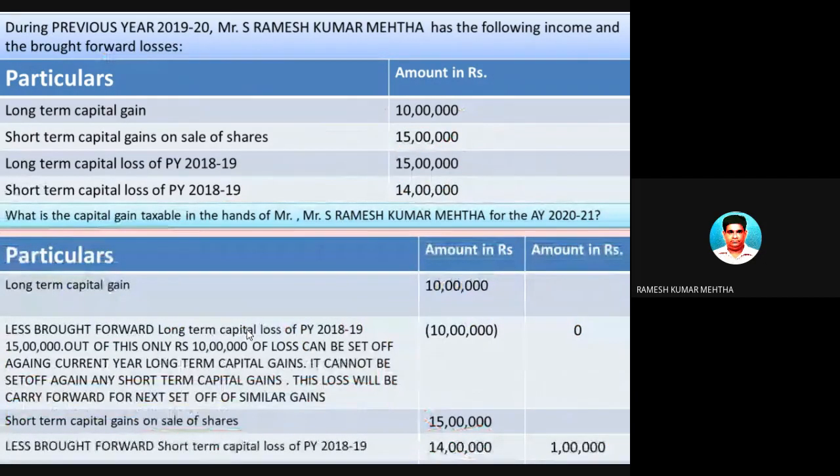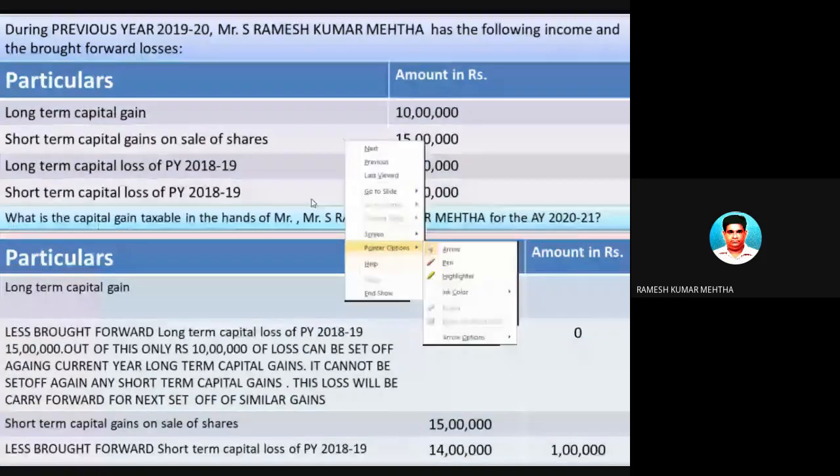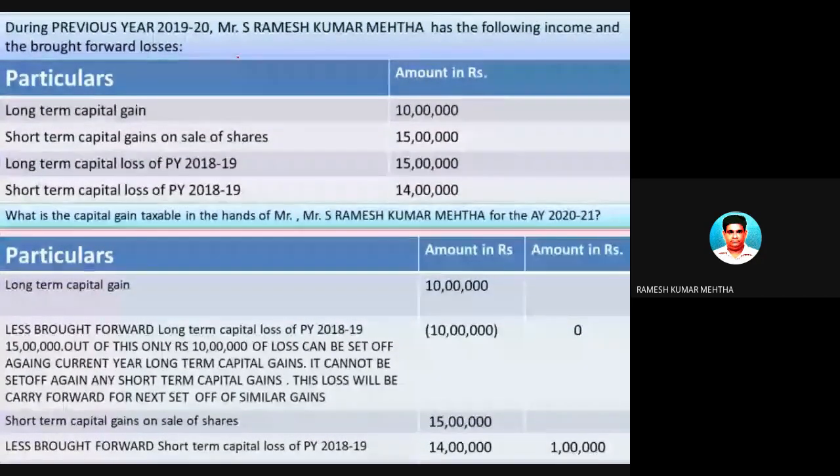Let's take the second problem. The second problem speaks about the assessee, Mr. Ramesh Kumar Mehta, and during the previous year 2019-20, he has the following incomes and brought forward losses. So there were some incomes this current year, and there were losses which were not able to be set off in the last year that have been carried forward to the current assessment year. We'll see how to solve the problem.